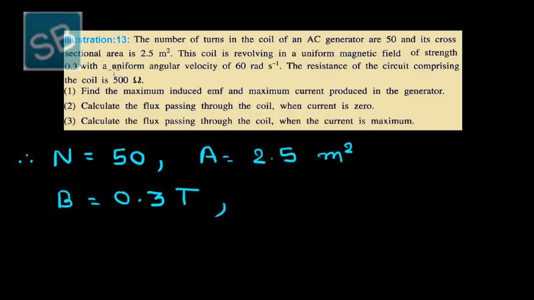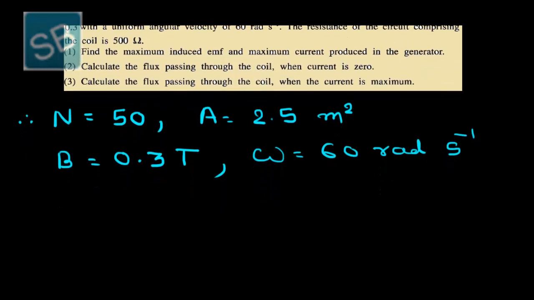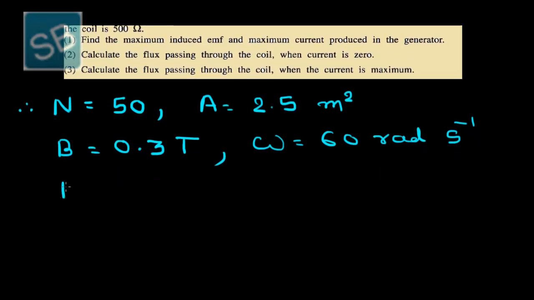Now, it is moving with a uniform angular velocity, means omega is also given to you, 60 radian per second. And the resistance of the circuit comprising the coil is 500 ohms. So here R is also given to us, 500 ohm. So first we have to find out the maximum induced EMF. So we have to find Vm actually.